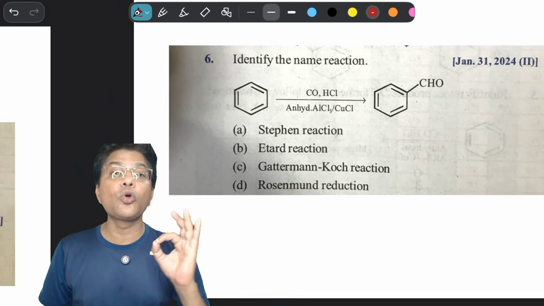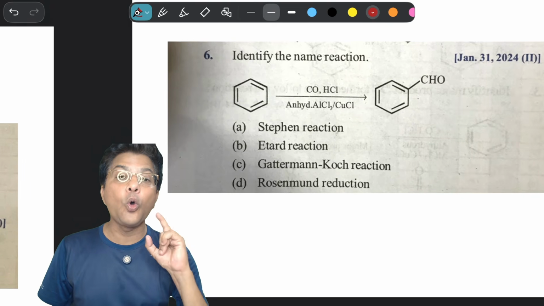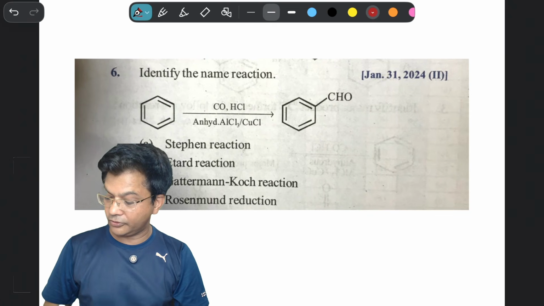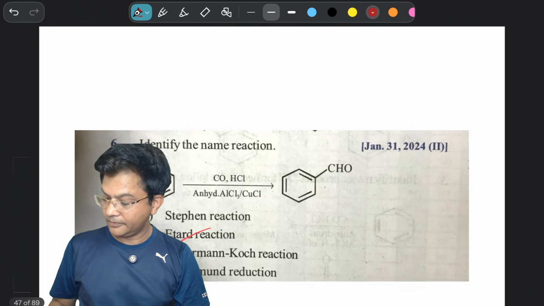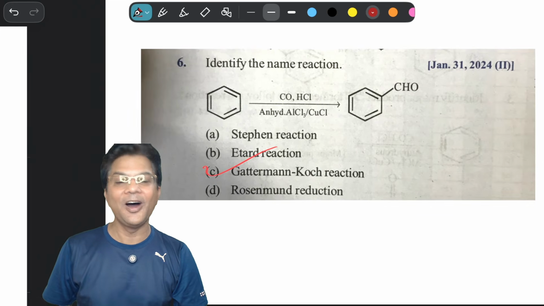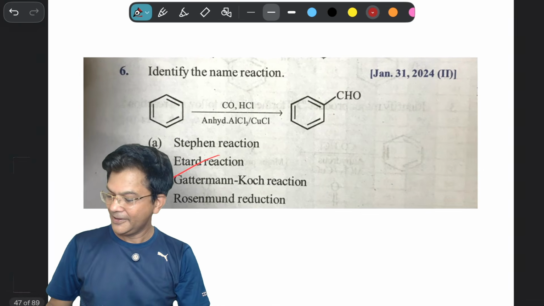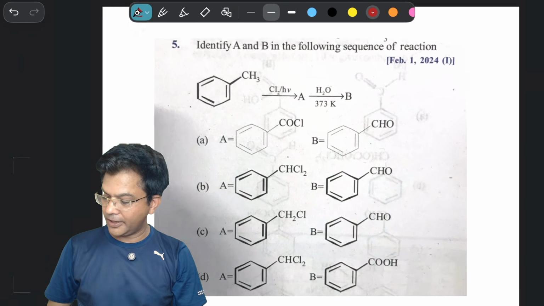Gattermann-Koch reaction. So C is the correct answer. Very simple question. Wow, IIT JEE Mains, zindabad. Next question on your screen.